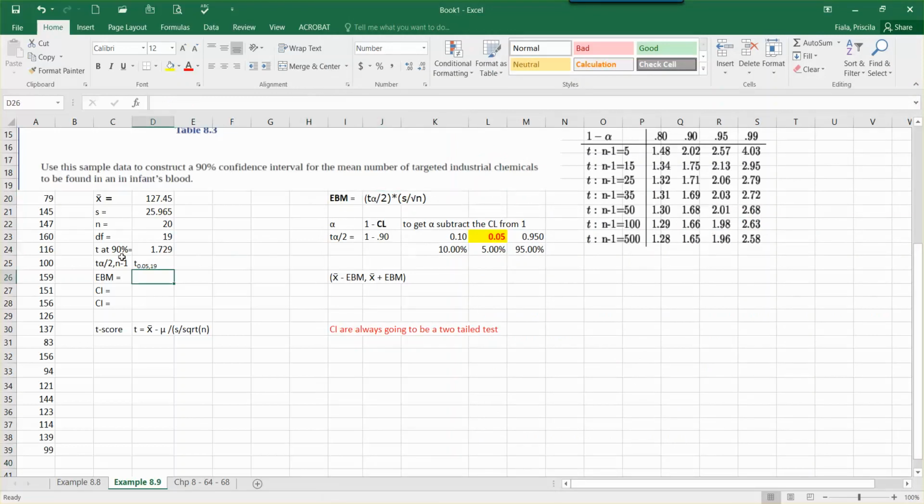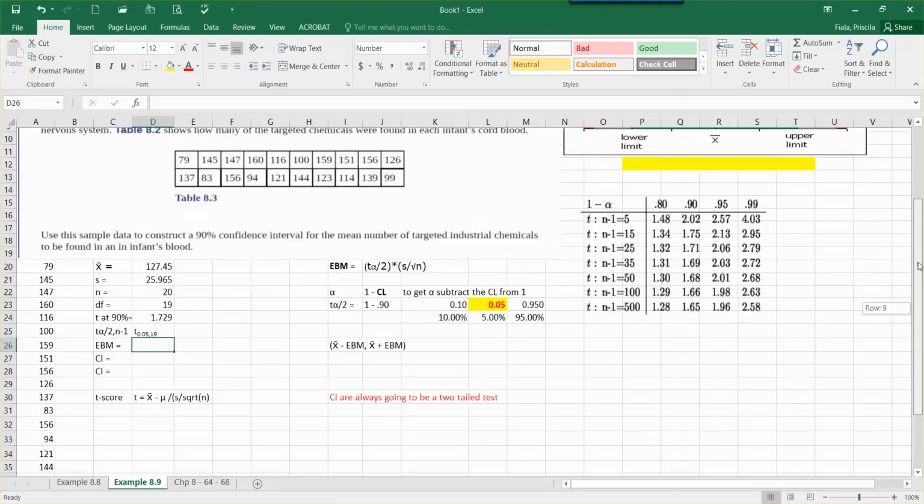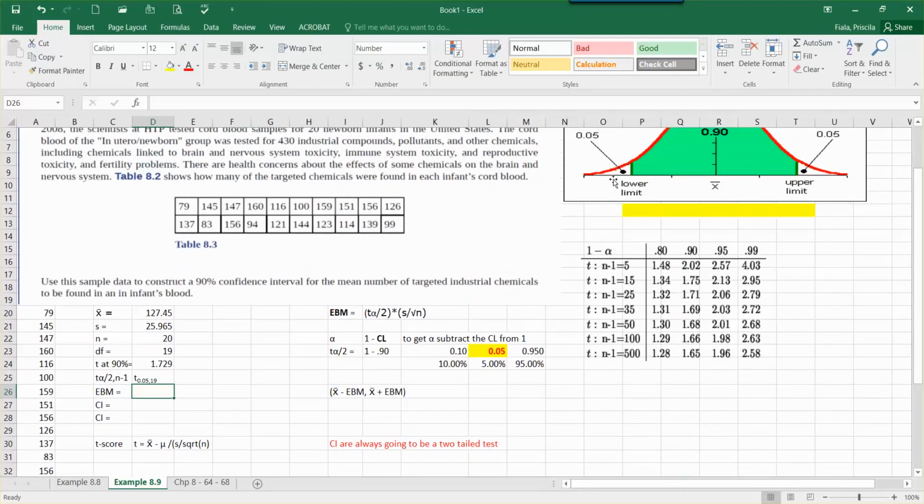And now it's going to be as simple as using this formula over here to calculate your error bound margin, because once you have calculated your error bound margin, you are going to be able to subtract it from the mean to get the lower limit, the lower bound, and then add it to the mean to get the upper bound. The mean we already know. Let's do equals this value right here.